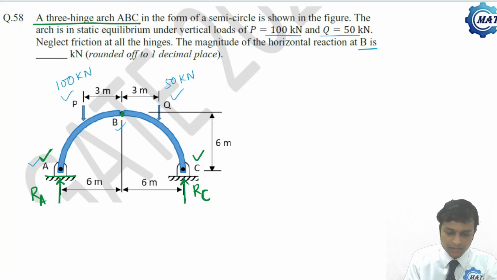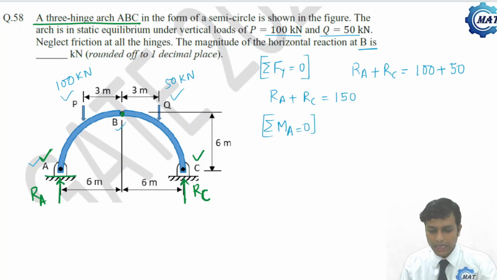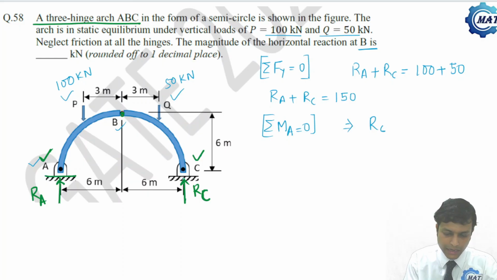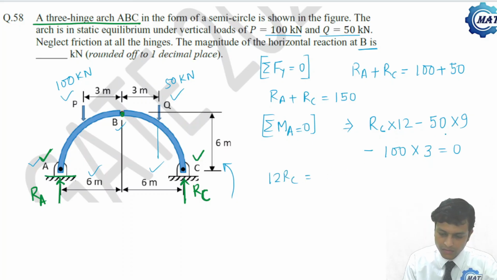So now let us apply the equations of equilibrium, that is, summation of Fy is 0. By doing that, we get RA plus RC is 100 plus 50, so RA plus RC is 150. This is one equation. Another equation we will get by taking the summation of all moments about A is 0. Doing that, what will we get? RC into distance 6 plus 6, 12, which is in the counterclockwise direction, minus Q, which is 50, into distance 6 plus 3, 9, minus P, which is 100, into 3, is 0. That is 12 RC is 450 plus 300, 750. That is RC.